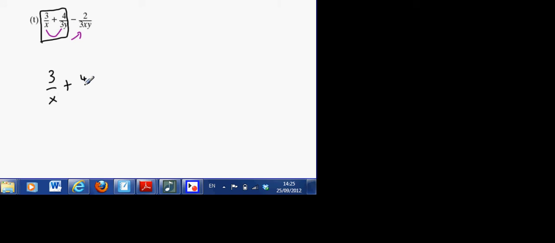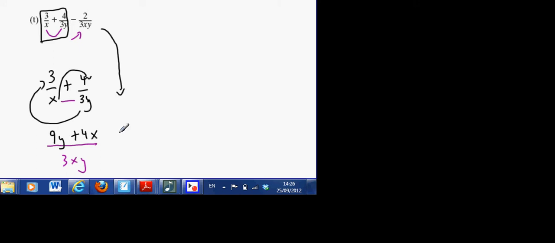Okay, so what you're going to get is this. And we're going to do exactly the same thing as we did last time, the 3-arrow method. 1, that means it's over 3xy. The second arrow brings the 3y up beside the 3. 3 times 3y is 9y. The third one brings the x up beside the 4, and that gives you 4x. Now, we can bring down the other one.